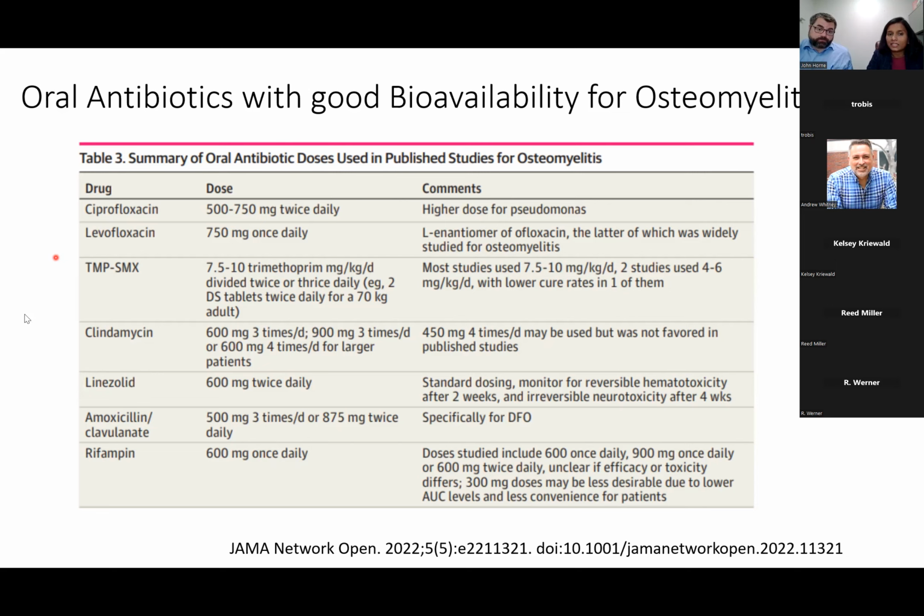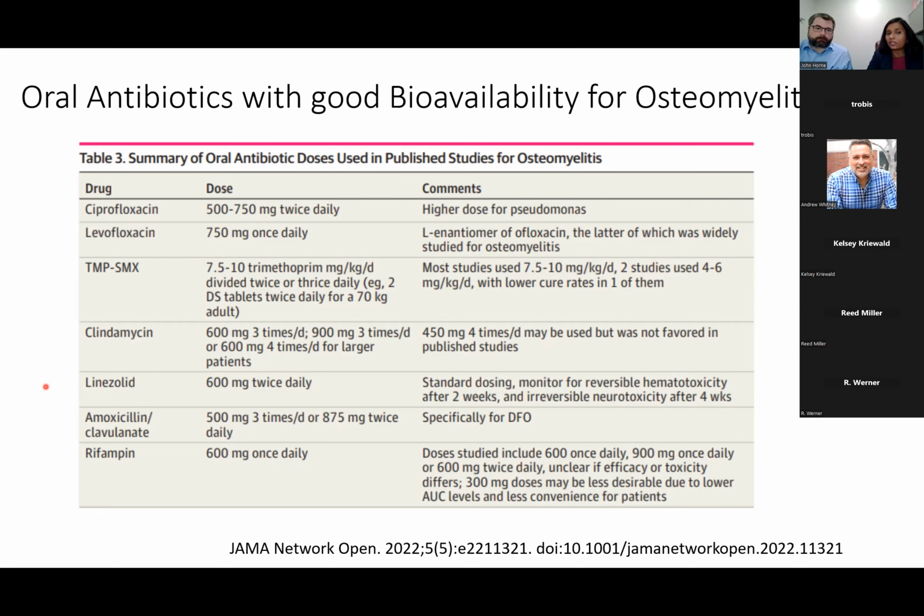And clindamycin works okay. I always fear, all antibiotics cause C. diff, but clindamycin particularly. Linezolid has really good bioavailability. You just have to monitor for toxicity: bone marrow suppression, neurotoxicity, peripheral neuropathy. You usually stop the SSRI if they're on psych meds. Usually those happen after 2 weeks.